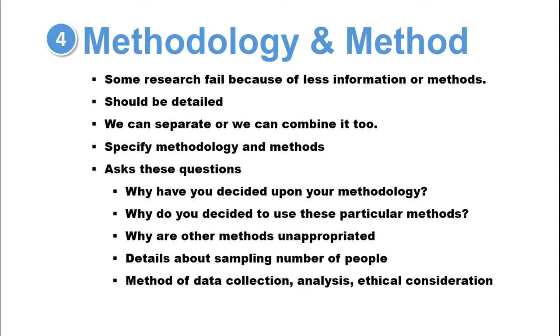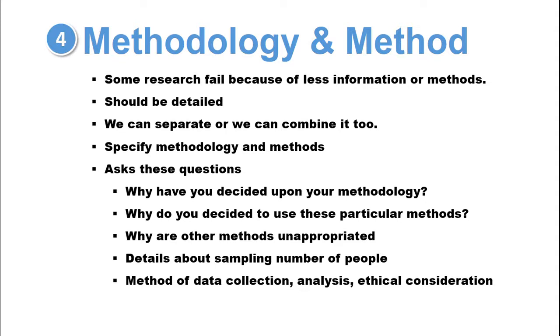So the very next point is, why are other methods not appropriate? You have to talk about other methods. For example, if you choose to use a questionnaire or open-ended questions, then you need to give information on why other methods, for example interview, observation, or survey, are not appropriate methods of collecting data. So we have to give enough information about why other ways of collecting data are not appropriate.